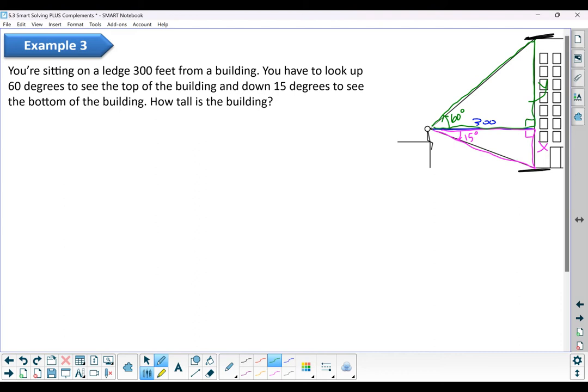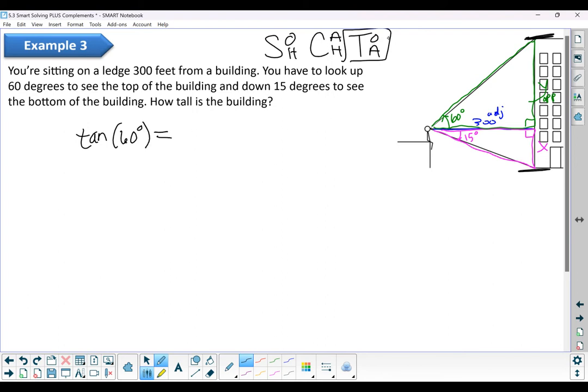That green triangle has an adjacent side of 300, and we're trying to calculate the opposite side. So we're going to set up a little tangent equation because we want to calculate the opposite and we know the adjacent. So that's the tangent ratio. So the tangent of 60 degrees, and a tangent ratio always has opposite in the numerator and adjacent in the denominator. So y over 300. So to solve for y, we just multiply both sides of the equation by 300.